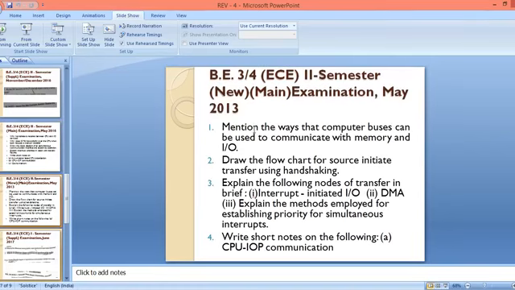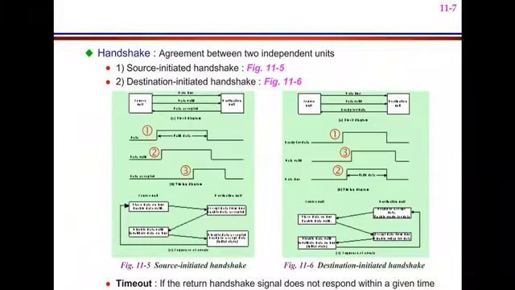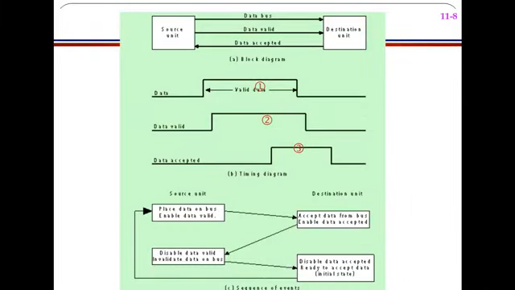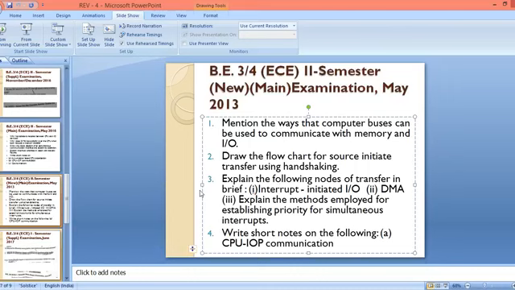Next question is: draw the flow chart for source initiated transfer using the handshake. This is the flow chart which you are going to draw for the source initiated flow. This is the flow chart you are going to draw. Next one is modes of transfer. Next slide we will discuss that one. That's it on handshake signals.